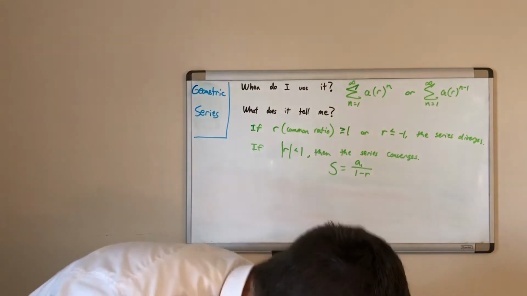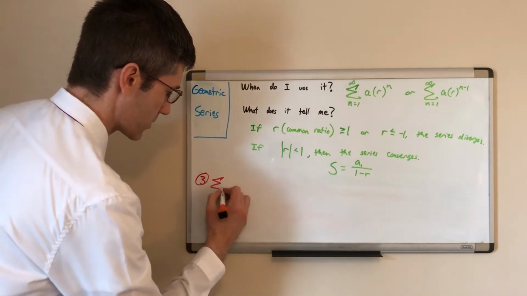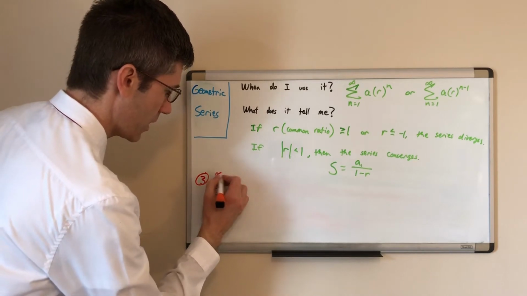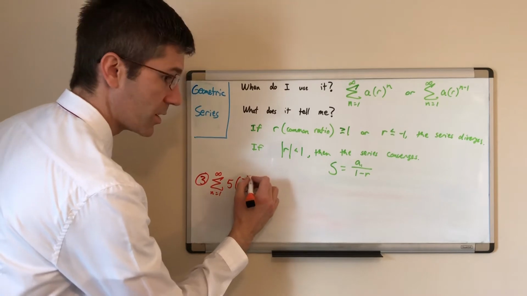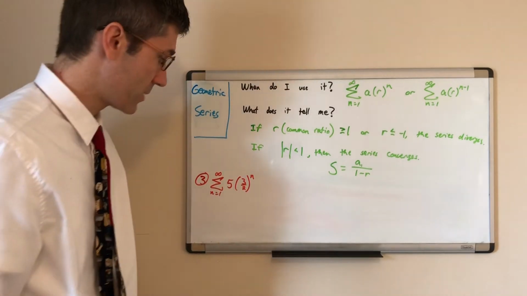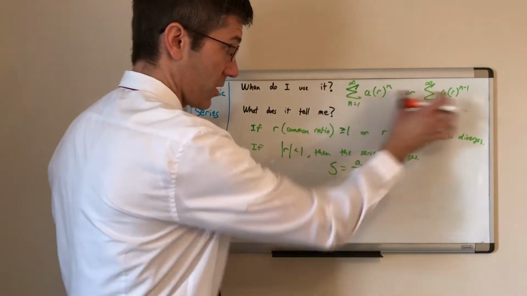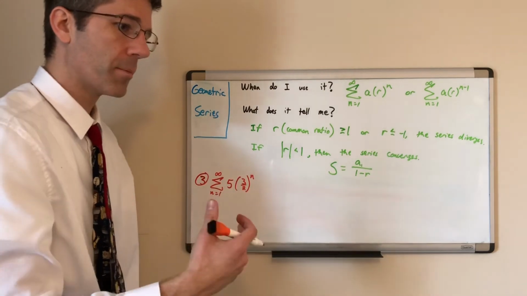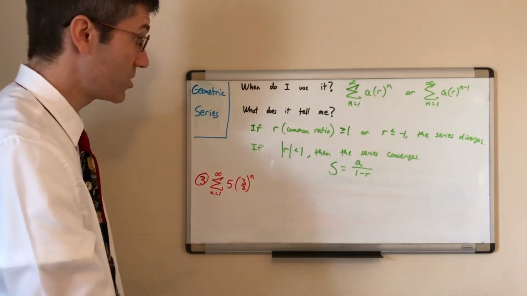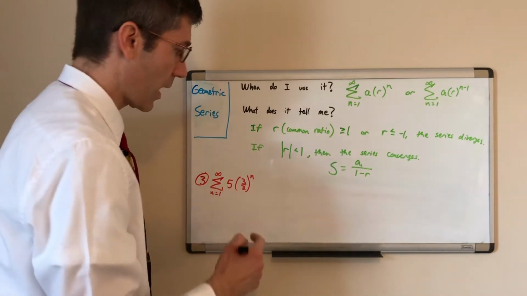I'm going to switch colors here. And example number 3 is this right here. We're going to go from n equals 1 to infinity of 5 times 3 halves to the n. Okay, and I want to know what happens here. Well, let's figure out what r is. First of all, it does fit in the structure of these. We have a number and then another number raised to some power, so I'm multiplying by the same thing every time, so it's geometric. And in this particular case, my ratio is 3 halves.